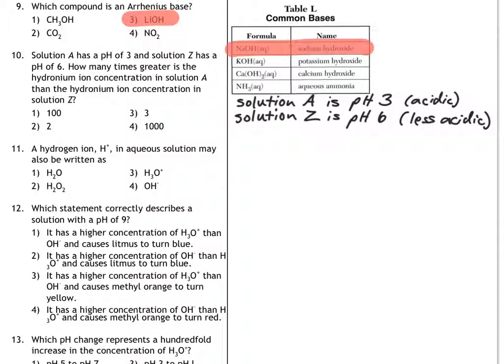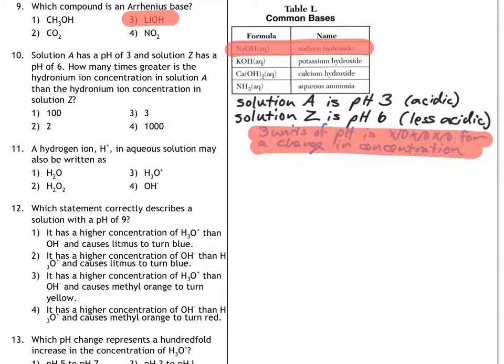Furthermore, every pH unit you move on the pH scale is actually worth a change in concentration of times 10. So if you move 3 units on the pH scale, as we went from 3 to 6 or 6 to 3, you're doing times 10 times 10 times 10, or 1,000. So that narrows the answers right down. The answer is going to be 1,000. In solution Z, you have a pH of 6, so that's 1,000 times less acidic, or in solution A, it's 1,000 times more acidic.